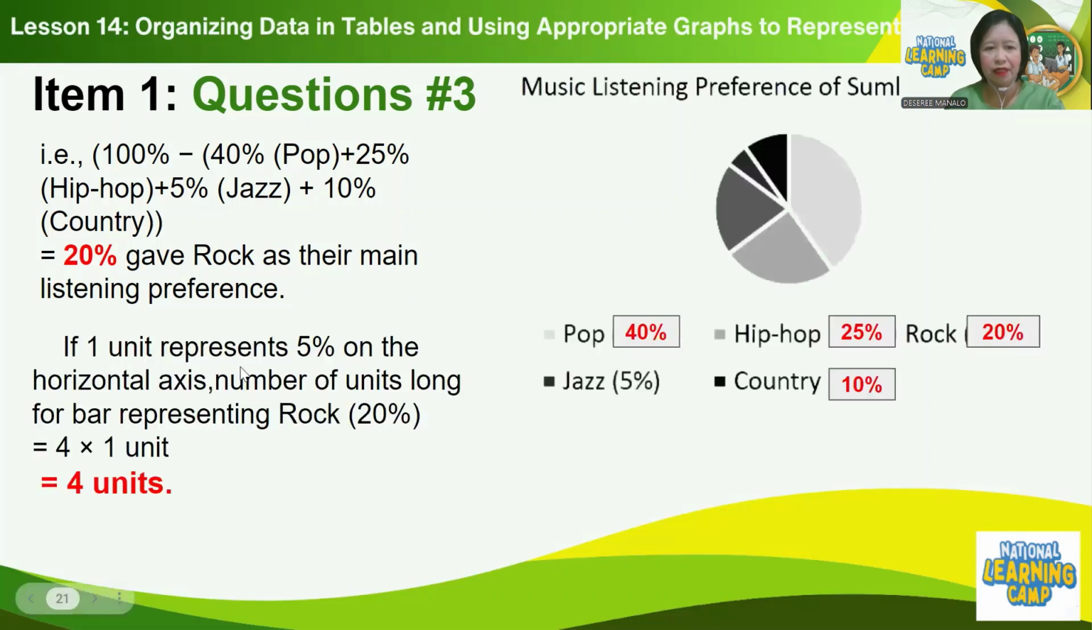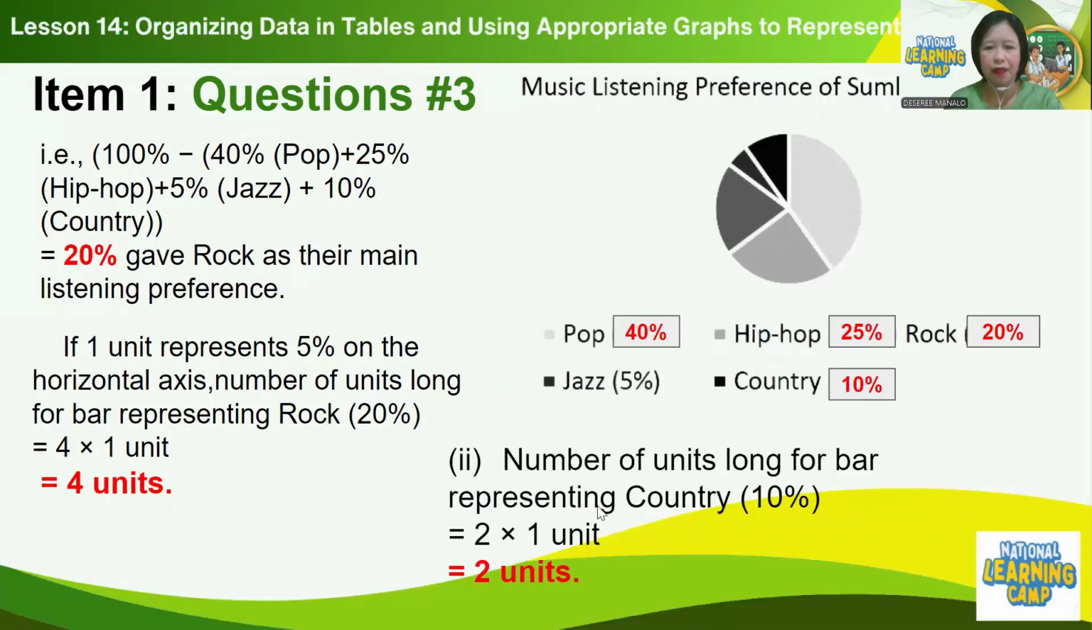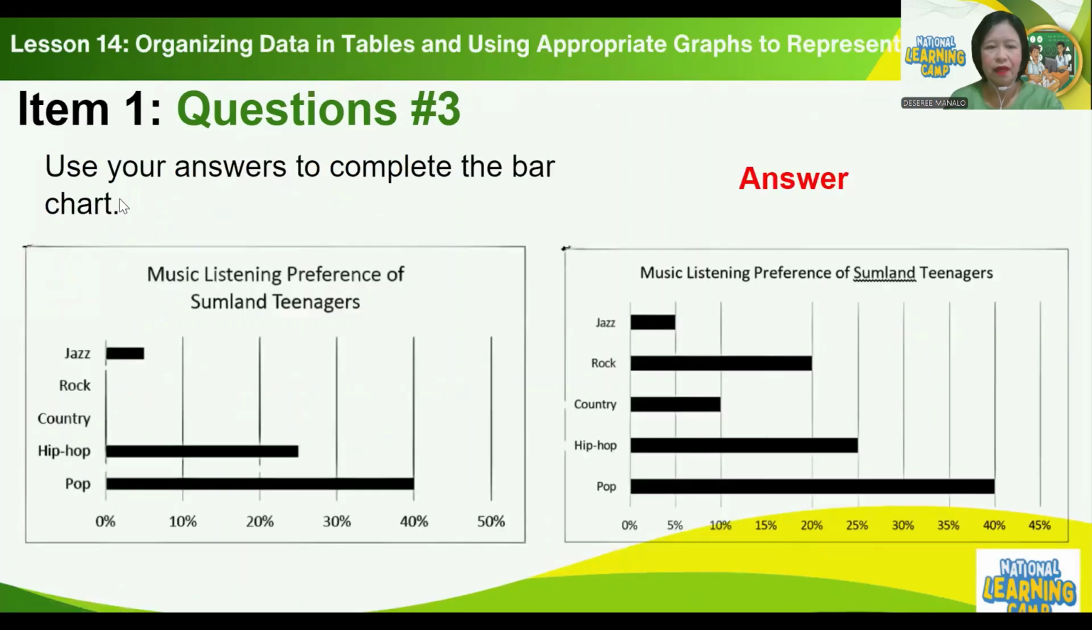If one unit represents 5% on the horizontal axis, then the number of units long for the bar representing rock, 20%, is 4 times 1 unit, which is equivalent to 4 units. For the number of units long for the bar representing country, that's 10%, so 2 times 1 unit is equivalent to 2 units. So use the answers to complete the bar chart.